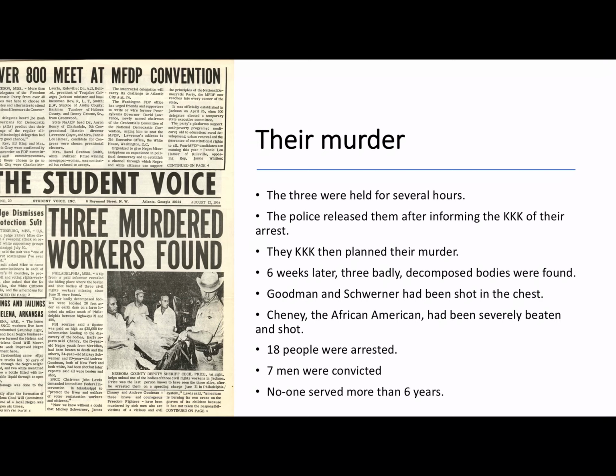The police officer had informed his friends in the Klan of the arrests, and from that point, they began to plan the murders. It wasn't until 6 weeks later that 3 badly decomposed bodies were found under a nearby dam. Goodman and Schwerner had both been shot in the chest, while Chaney, the African American, had been severely beaten and then shot. Finally, 18 people were arrested, 7 men were convicted, but no one served more than 6 years for this crime.